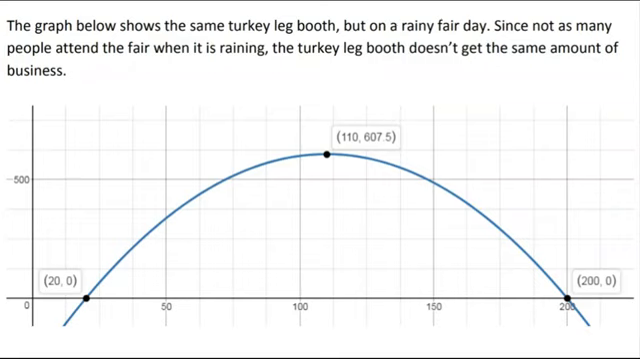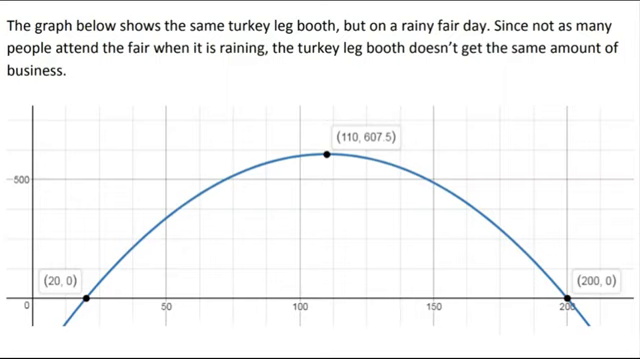The graph below shows the same turkey leg booth, but on a rainy fair day. Since not as many people attend the fair when it's raining, the turkey leg booth doesn't get the same amount of business. So we can see some differences here in the graph that they provided us.